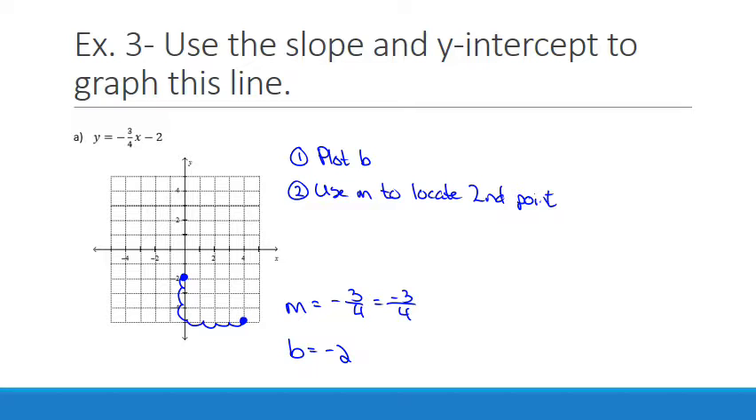Now, I'll draw this line real quick. Again, I don't have my ruler with me, unfortunately, or it doesn't work very well on this tablet. So that's fairly straight.